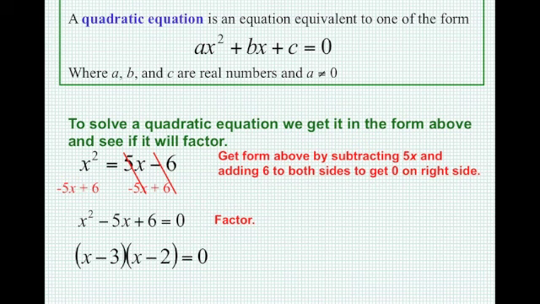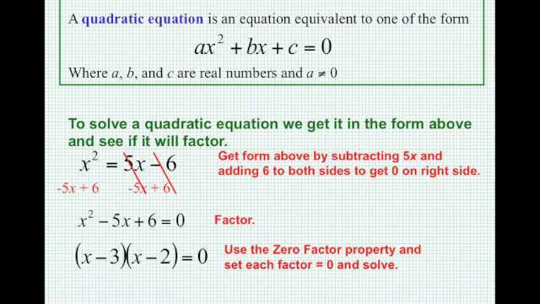After factoring, we see that we have x minus 3 times x minus 2 is equal to 0. We can then use the zero factor property and set each factor equal to 0 and solve. Our result is x minus 3 equals 0 and x minus 2 equals 0, giving us x equals 3 and x equals 2.